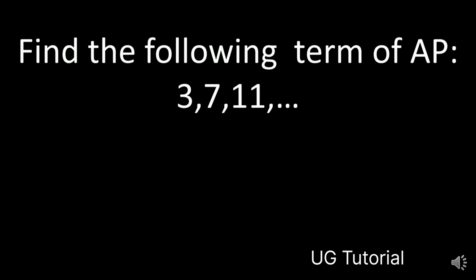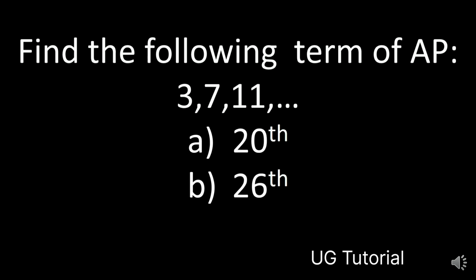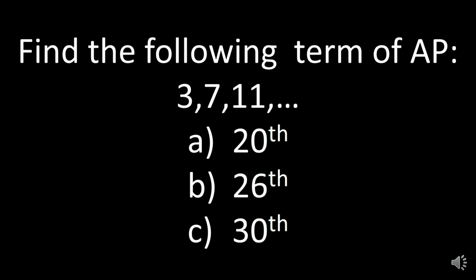Okay, so let's start. They say find the following terms of an AP: 3, 7, 11, dot dot dot. The terms are: A is the 20th term, B is the 26th term, and C is the 30th term. Now, for those of you who would love to attempt this question, don't forget to drop your answer in the comment section before watching the full video. Okay, so let's continue.